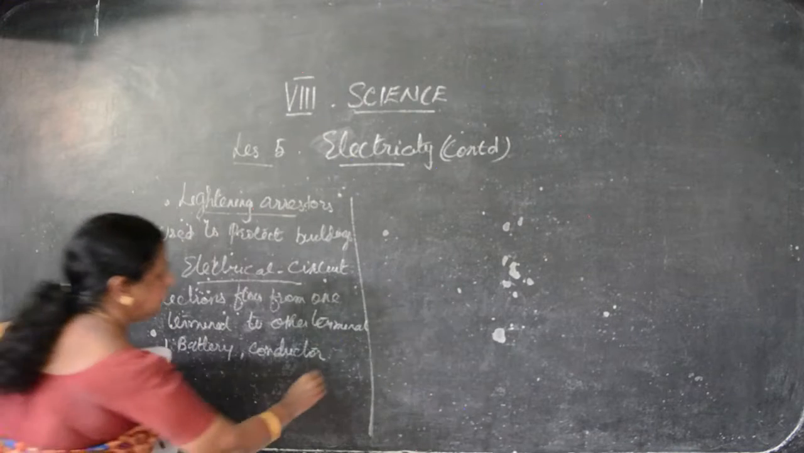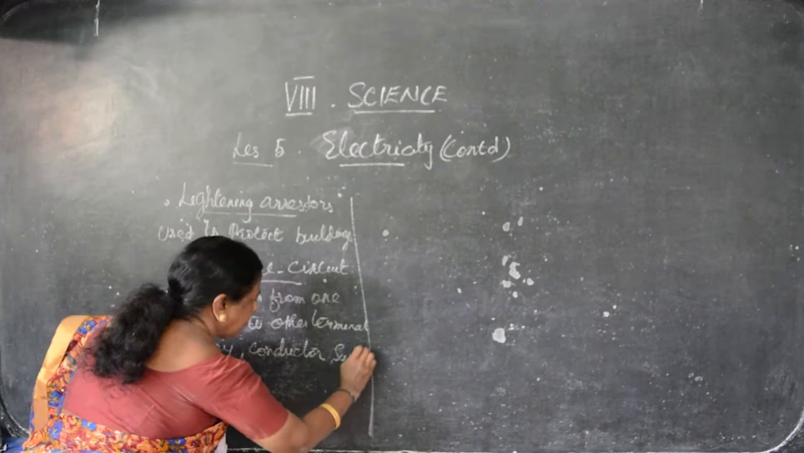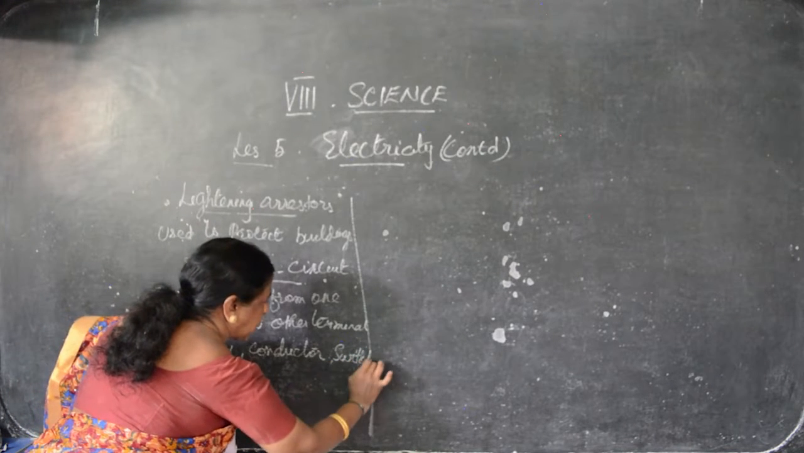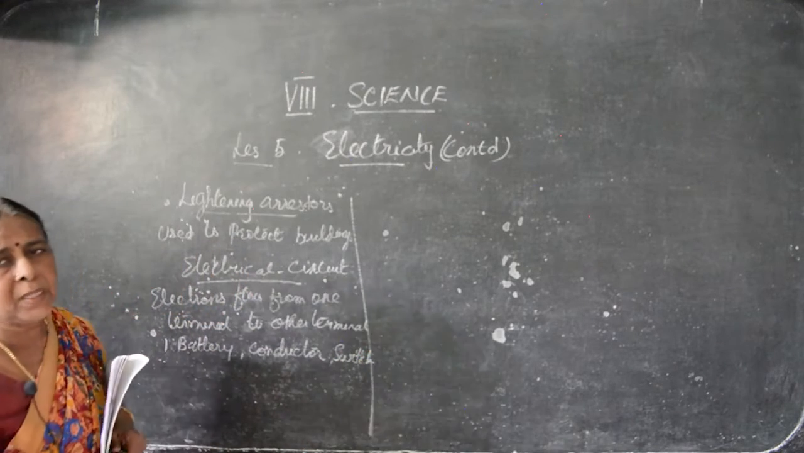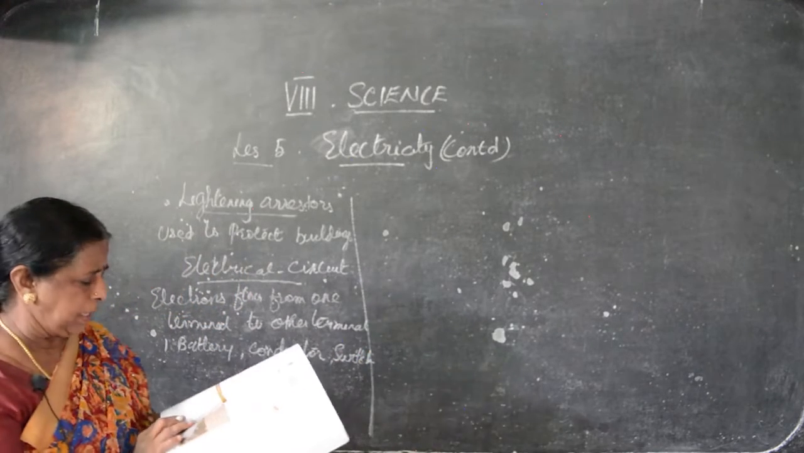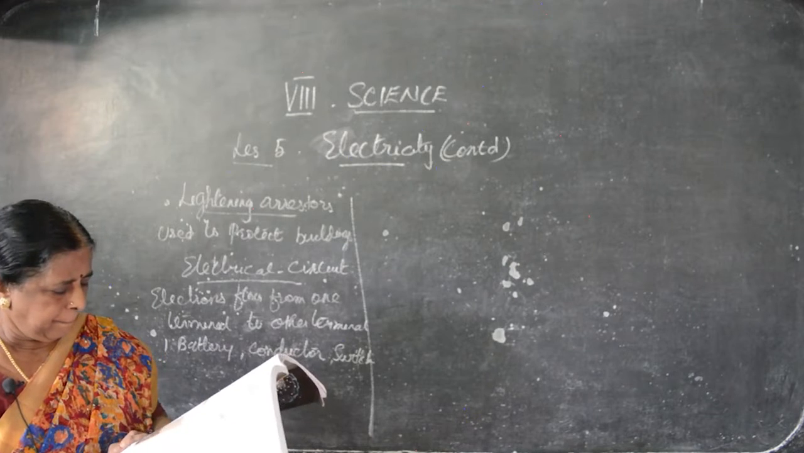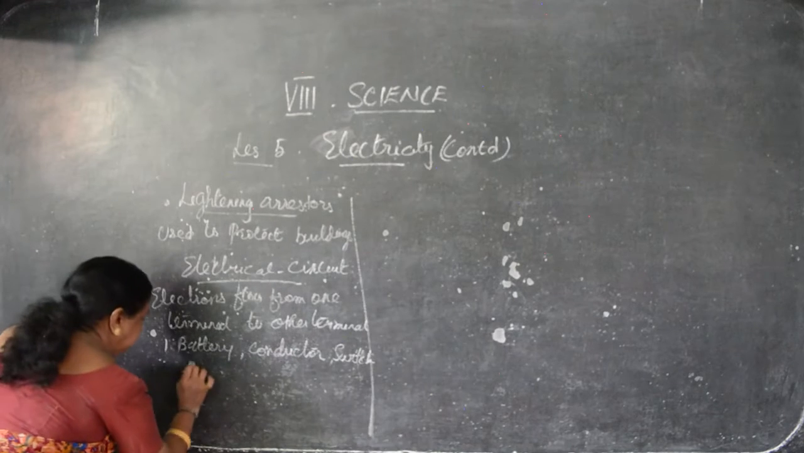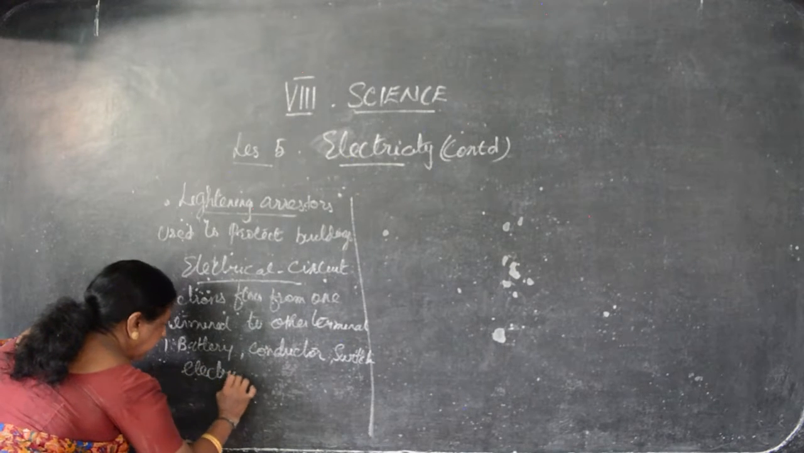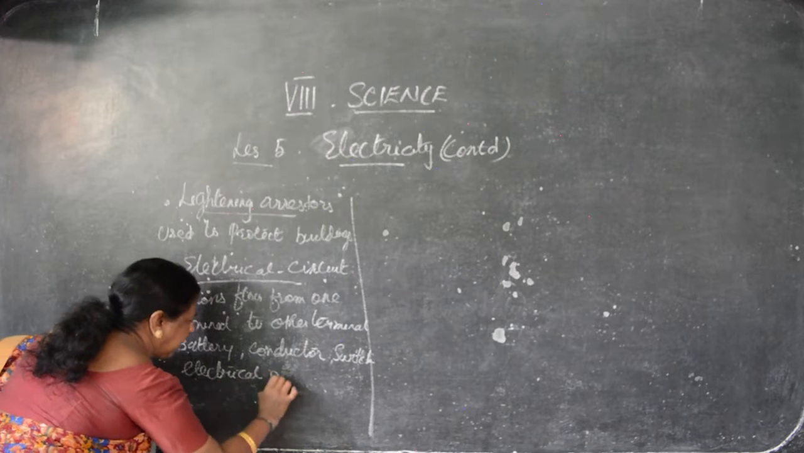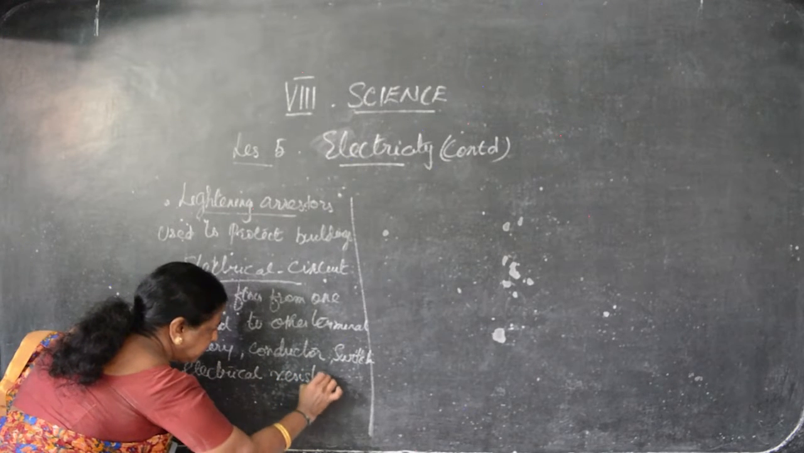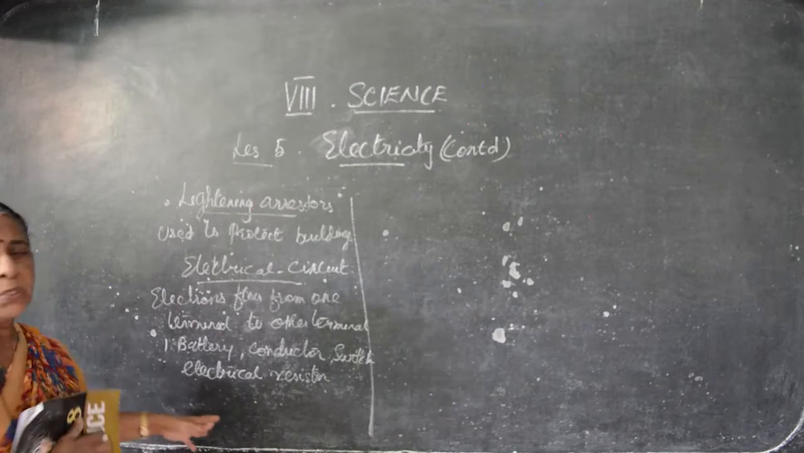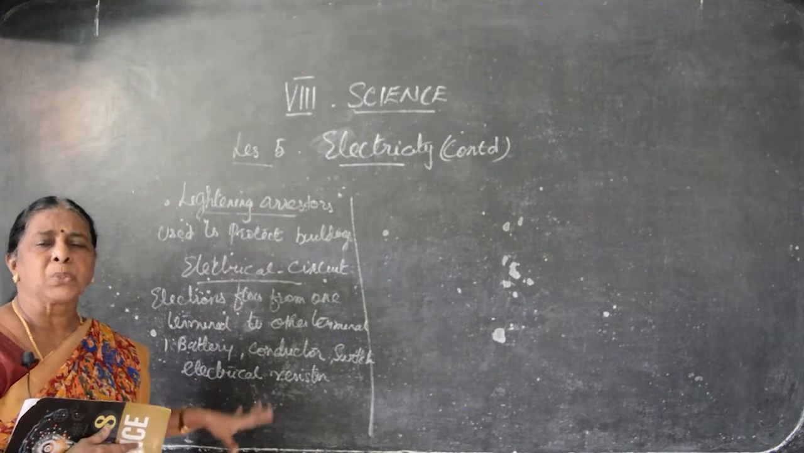So conductor should be there, and the switch. What for the switch? To control. So whenever you need, you can switch on. தேவையில்லாதப்ப நம்ம switch off பண்ணிடலாம். Okay. To on and off we need the switch. And then electrical resistor, electric bulb it is. We can find out by using the electric resistor whether the electricity flows in that or not.